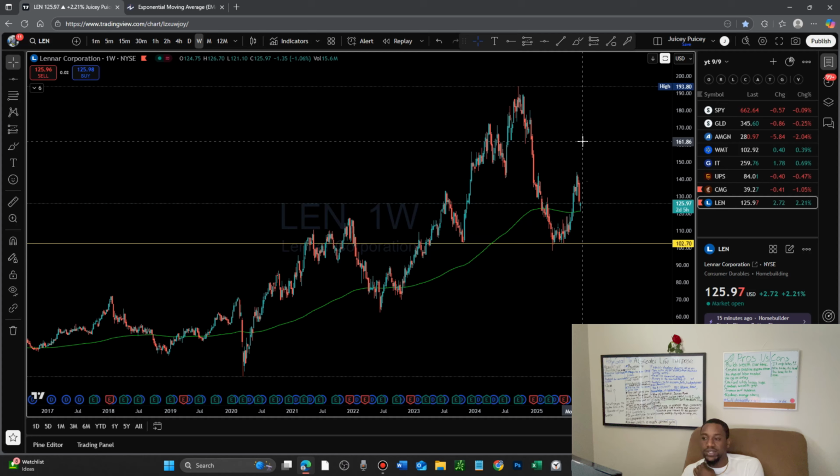But now you're able to see it and you're able to use it to your advantage, and you're able to see it now with stocks live.